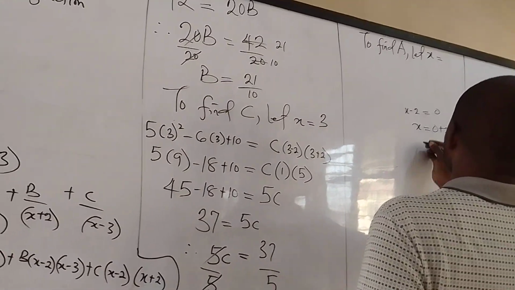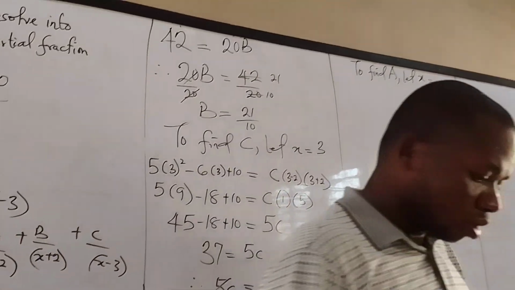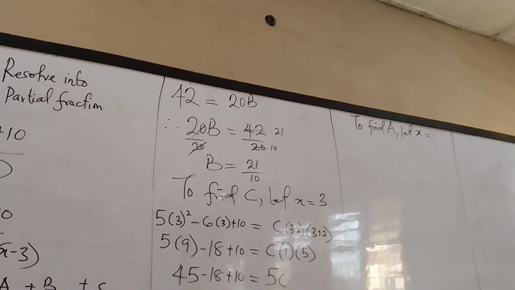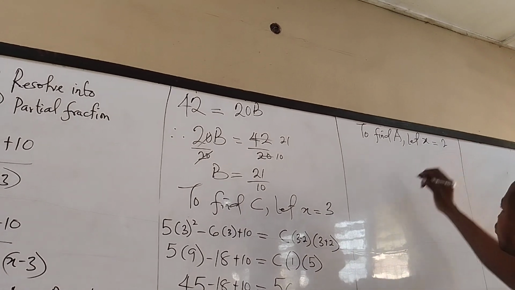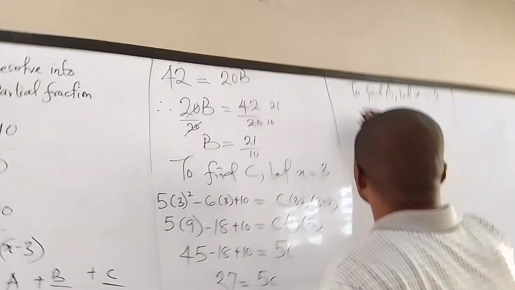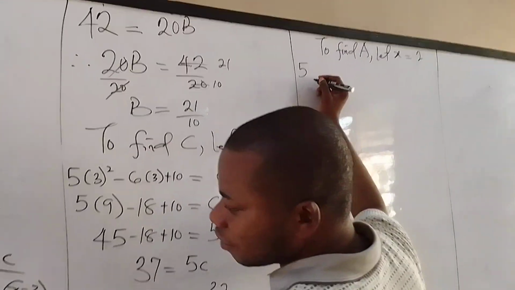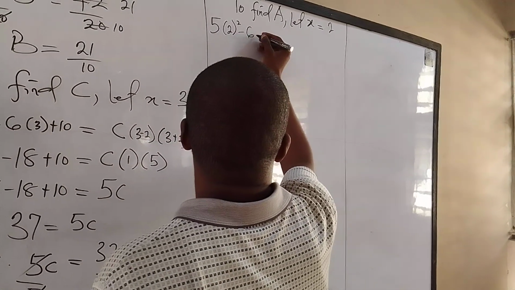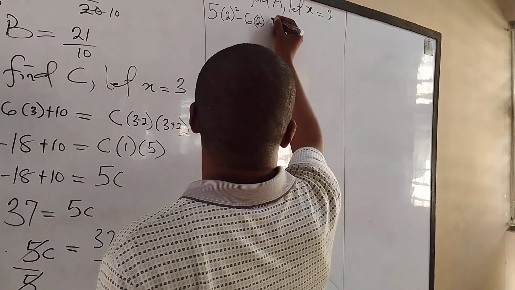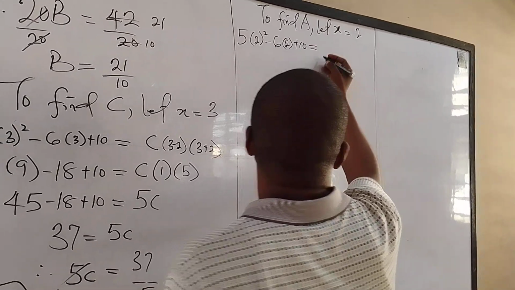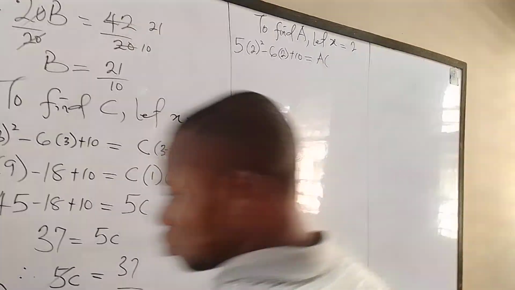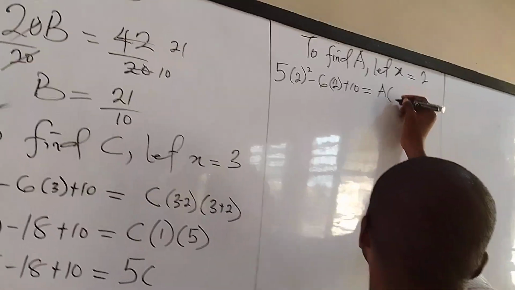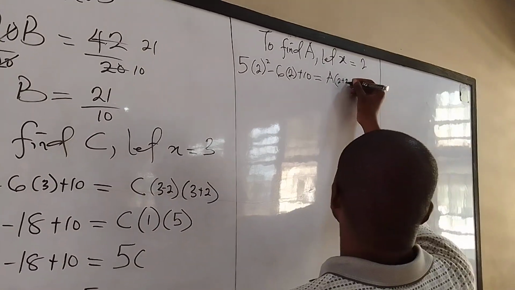So we say let x be 2. Let x be 2. Any place I see x, I will put 2. We'll go back to our equation. 5x squared, which is 2 squared, minus 6x, which is 2, then plus 10 is equal to a into what is our a? x plus 2. x is 2 already, so it becomes 2 plus 2.